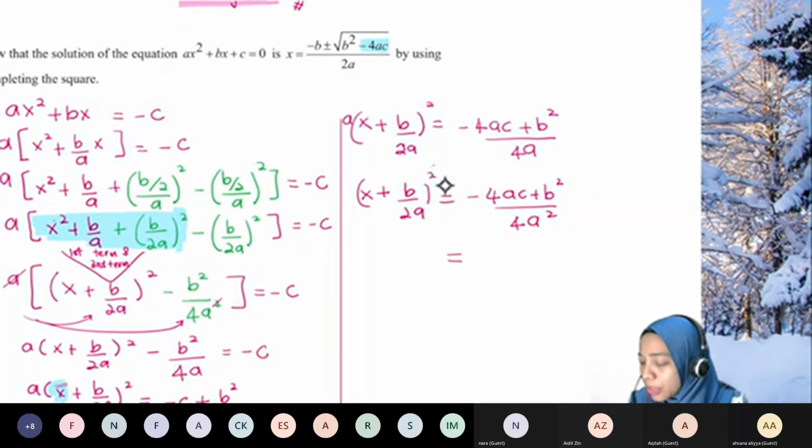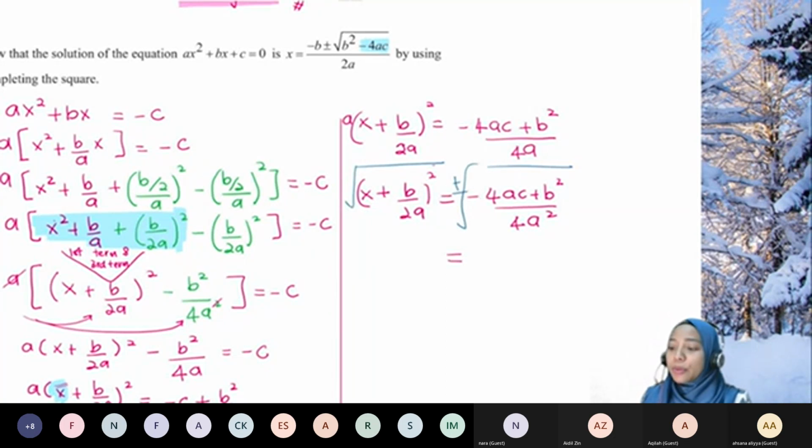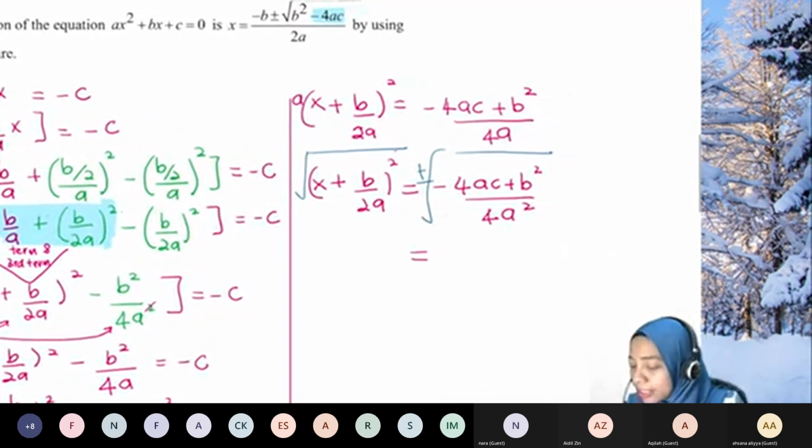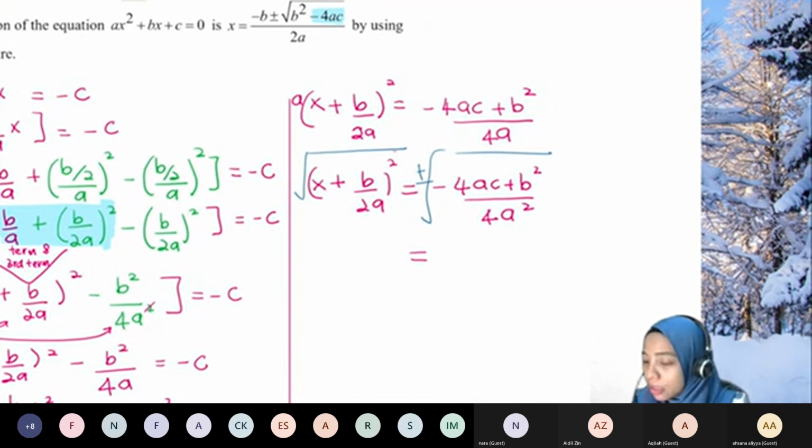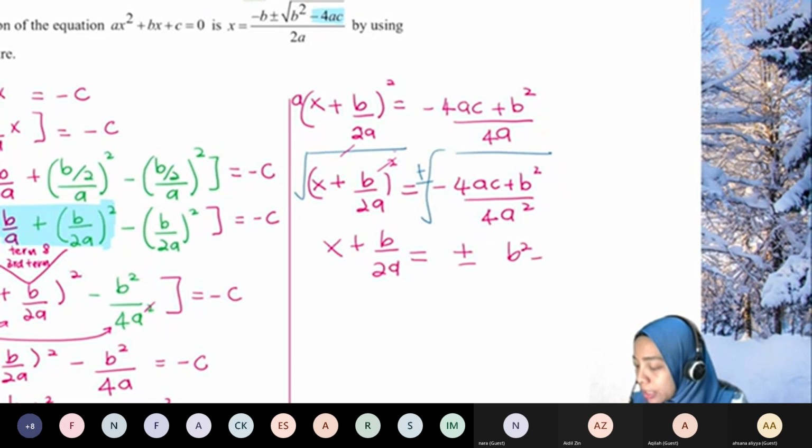Okay. This one we have a square, so we want to get rid of the square. We square root both sides. Once we square root both sides, there will surely be positive and negative. We don't like the negative inside, so we arrange it a bit. Square and square root cancel out. X plus B over 2A. So we have plus minus B squared minus 4AC over 4A squared.